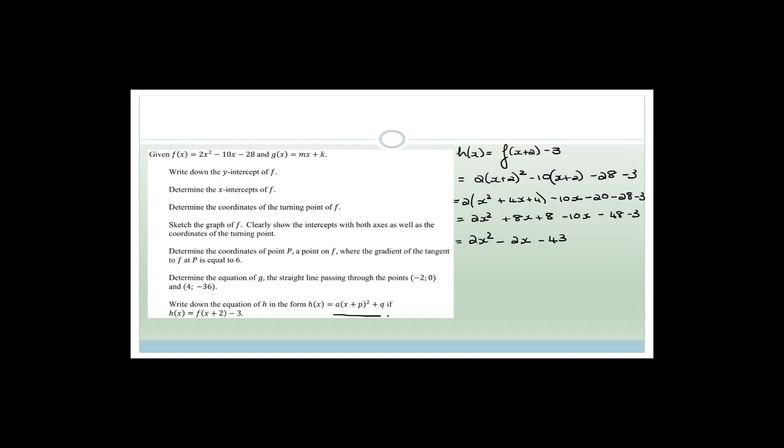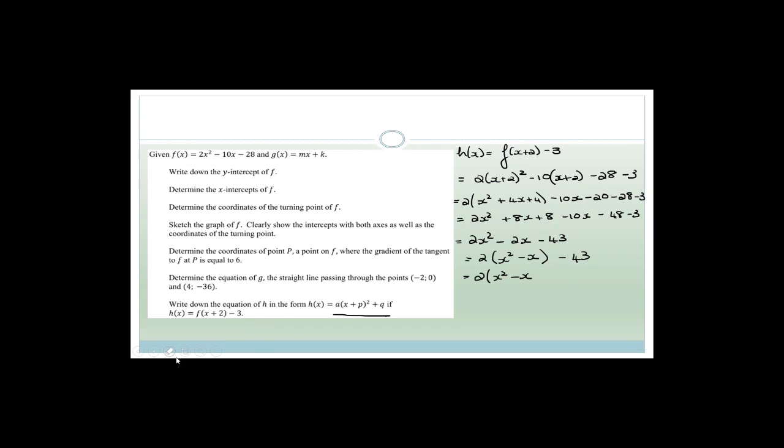We now need to put it into this format. So the first thing that we're going to do is take out a common factor from these two. So it becomes 2, and we're left with x squared minus x, minus 43. Now we need to complete the square. So it becomes 2 times x squared minus x plus... how am I getting that? Because we halve it and we square it, it's not plus one at all. So we halve and square the middle term.